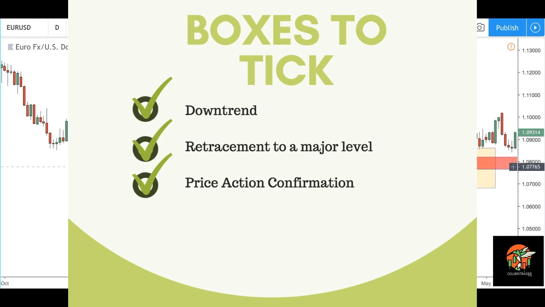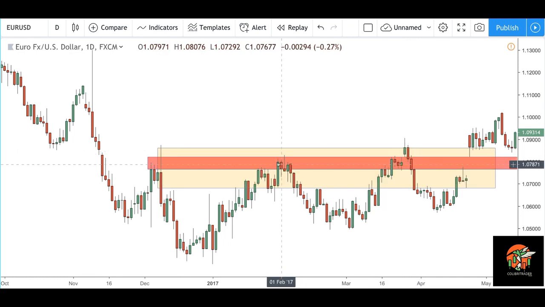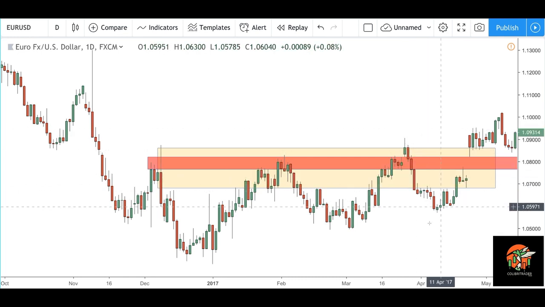So what makes this place here at the end of March better in terms of taking a short trade than this place here at the beginning of February is that once again I like to see the price forming a failed breakout, then price action confirmation or rejection, and then a trade in the opposite direction of the breakout.